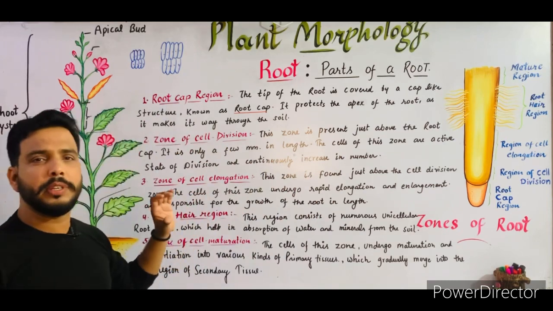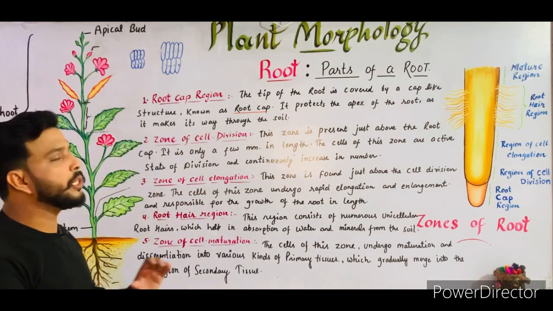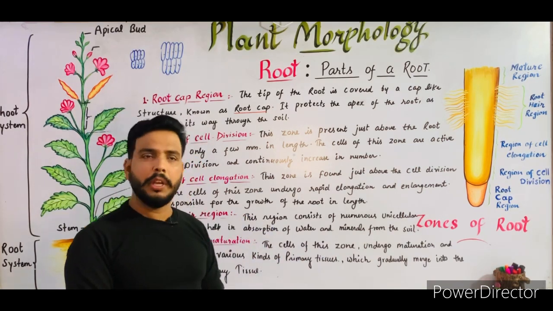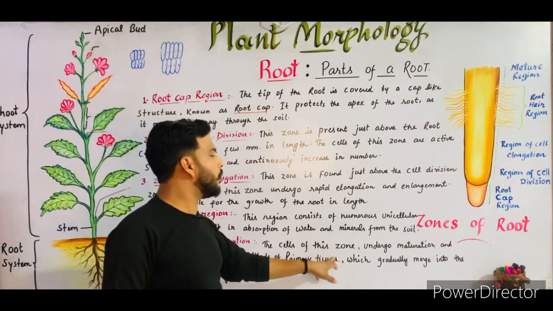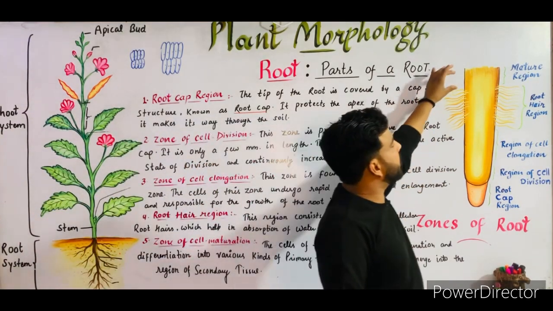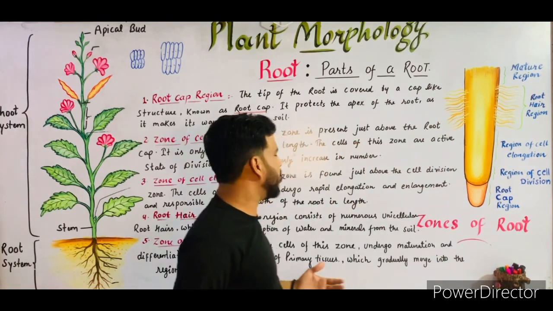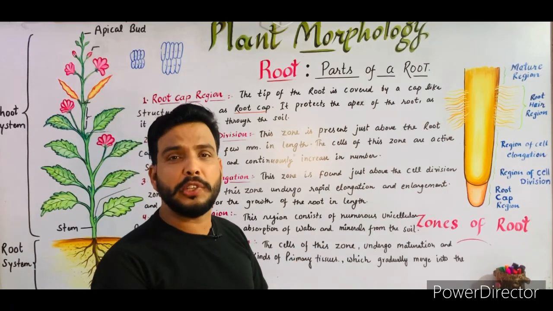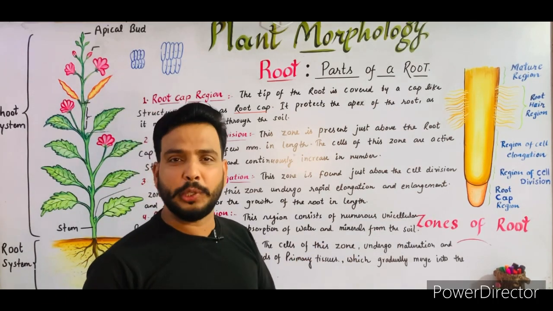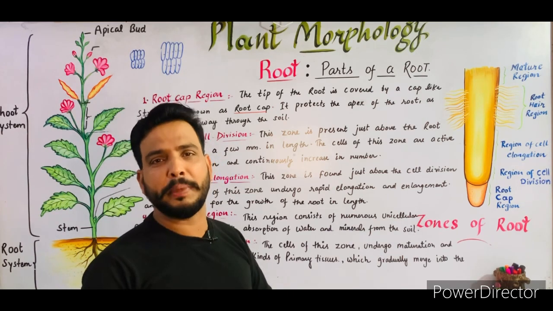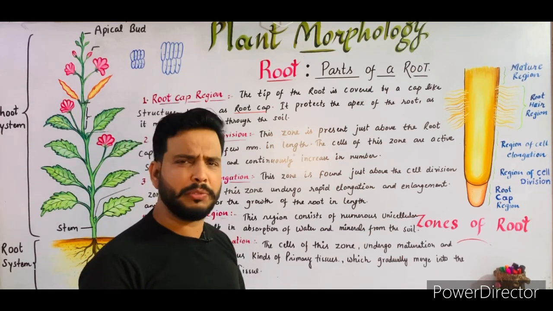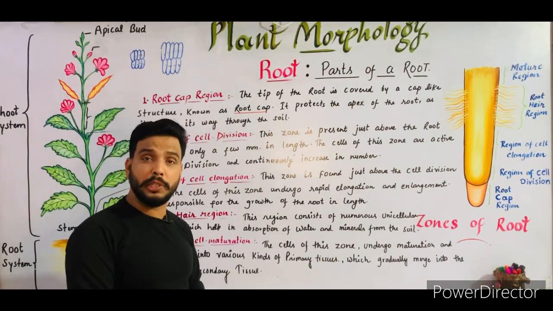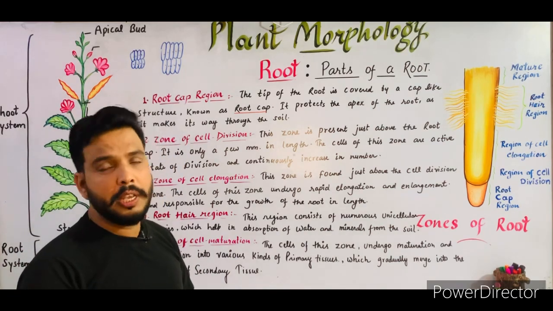So this is the mature region, which consists of mature cells, and these mature cells give rise to different kinds of tissues. These may be primary tissues or secondary tissues. As you can see here, the cells of this zone undergo maturation. They become mature and differentiated into different kinds of primary tissues, as I told you before: epidermis, cortex, endodermis, pericycle, vascular bundle, etc., which gradually merge into the region of secondary tissues, and these primary tissues may convert into secondary tissues at maturation.